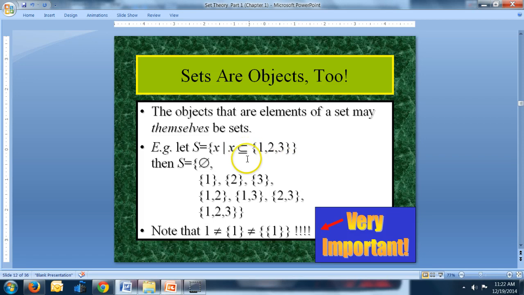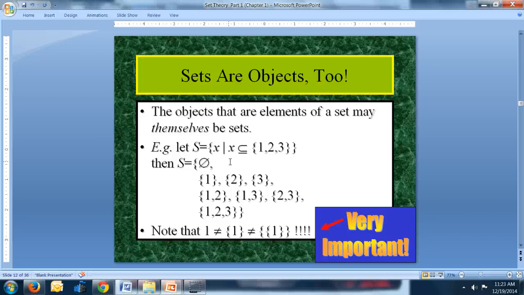Here is some notation for what we call the possible subsets of a set. So we have a set that has the elements 1, 2, and 3. Using the set builder notation, it is the set S such that x is belonging to the numbers 1, 2, and 3, or x is between 1 and 3 inclusive.